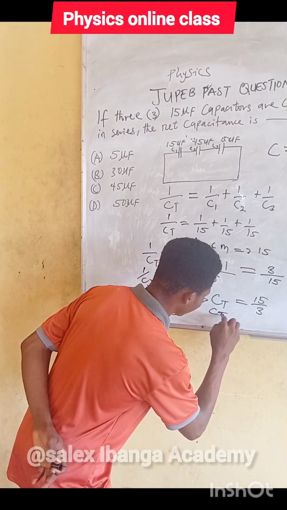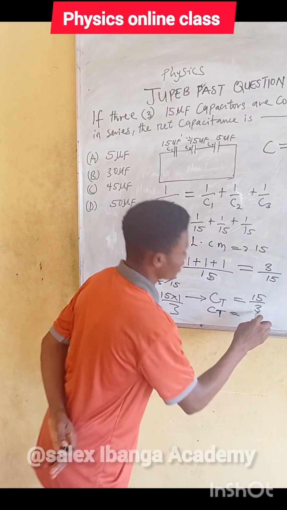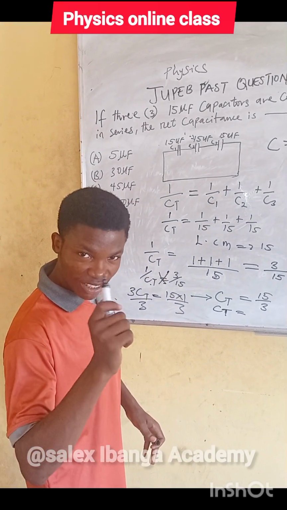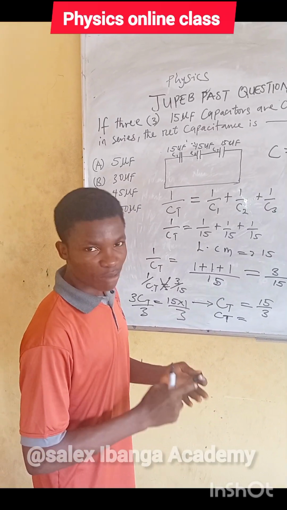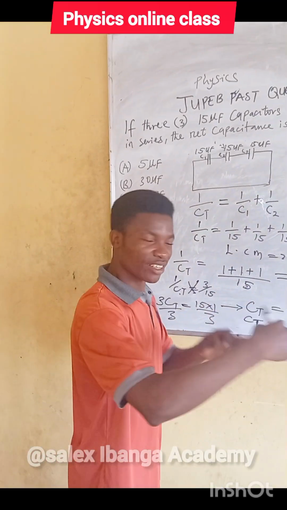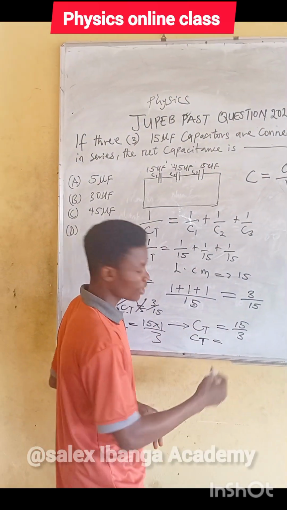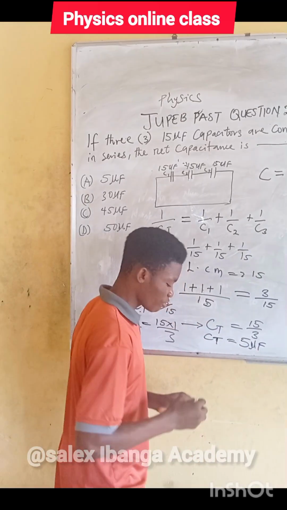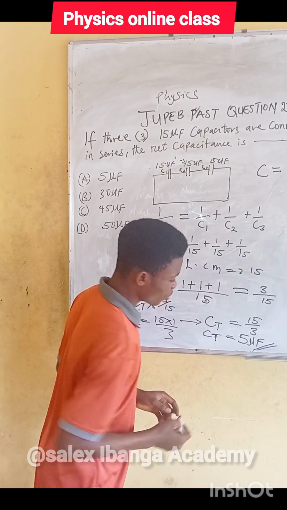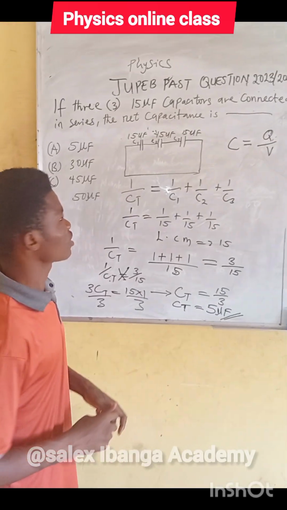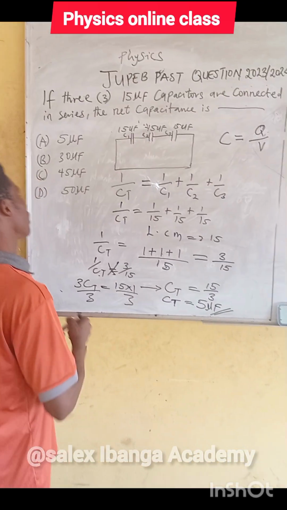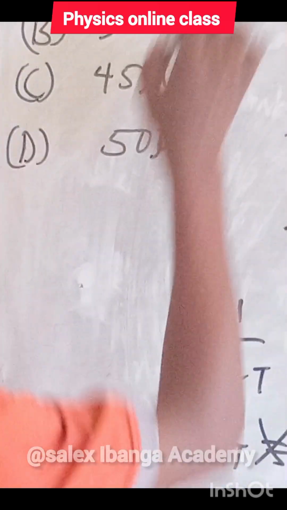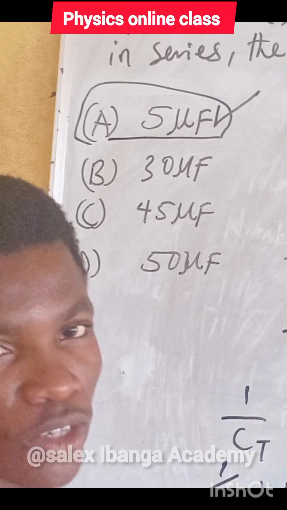CT is given as 15 divided by 3, which is 5, because we know the multiplication table: 5 times 3 is 15. That means 15 divided by 3 gives us 5 microfarad. That is the unit. If you forget the units, my people, your answer is very wrong. So let's check the options. We have 5 microfarad as A. A is the correct option.